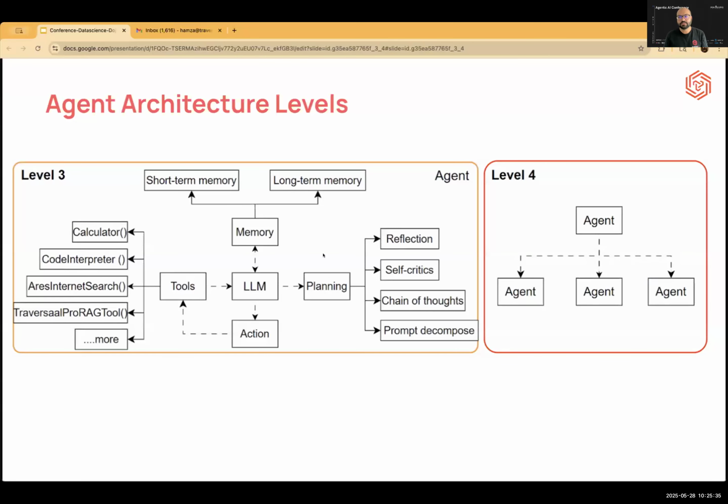And last but not least is level 4, where you have multiple agents that have React capability and they are speaking to each other. That's the major idea or major definition that runs behind the scenes in this scenario. So we'll take a couple of seconds here to try to answer some questions that people have.